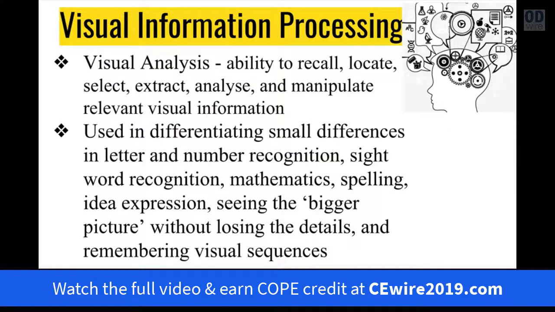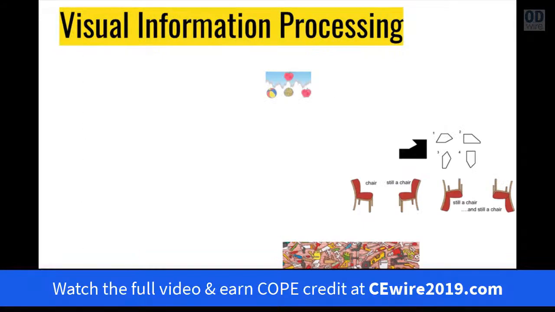Visual analysis is the ability to recall, to locate, to select, to extract, analyze, and manipulate relevant visual information. And it's used in differentiating small differences in letters and number recognition, sight word recognition, mathematics, spelling, expression of ideas, being able to see the bigger picture without losing the details, and also remembering visual sequences. So we're going to break down visual analysis into its subcomponents.